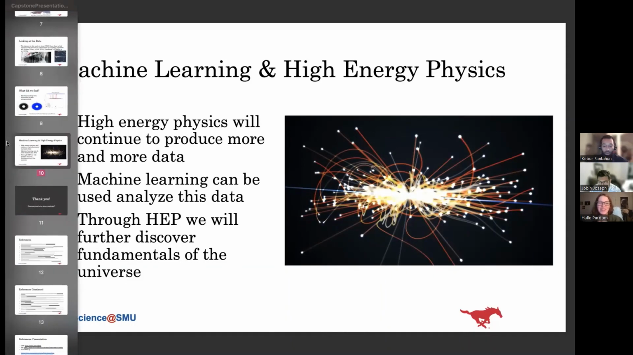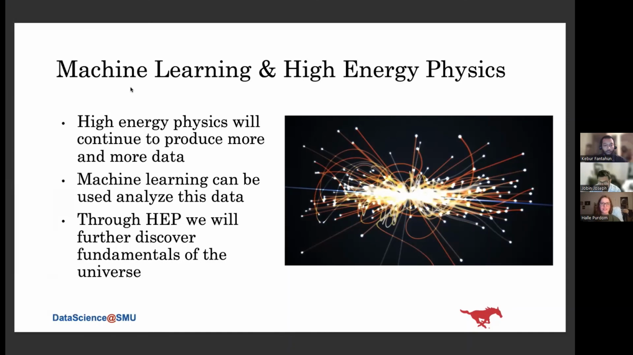In this presentation, we saw a really good example of how high energy physics can benefit from all these different machine learning algorithms, like neural nets, boosted decision trees, and this classification issue. Through high energy physics, we can continue to discover more fundamentals of our universe and use machine learning along the way to accomplish that.